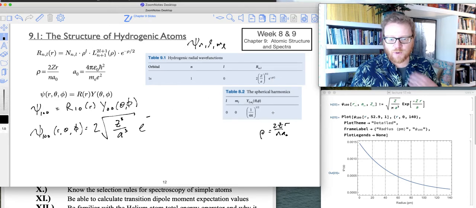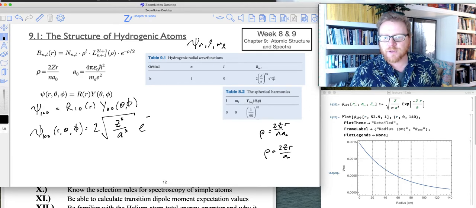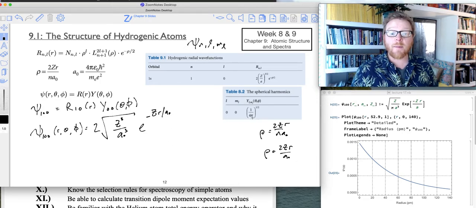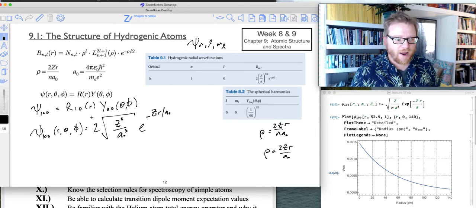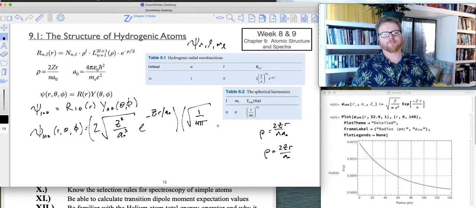Okay, and so follow with me here. If n is equal to 1, that means my rho is 2zr over a naught. But look, in the exponent, it's rho divided by 2. So that's going to cancel my 2. So that's now e to the negative zr divided by the Bohr radius. And then that was just my radial. Now I have to add my spherical harmonic. So I'm going to say this times now the square root of 1 over 4 pi.